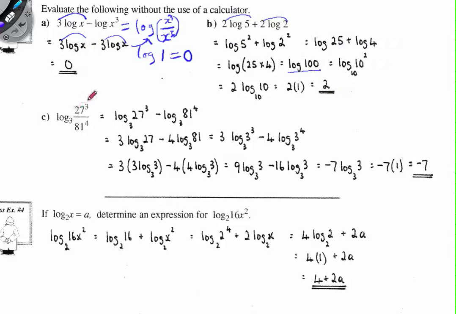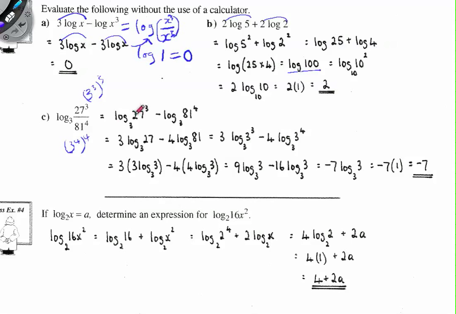And here we have 27 to the 3 over 81 to the 4, and it's base 3. So I'm wondering if we can use the fact that this is 3 to the 3 to the 3. I'm not sure if we want to write it like this right now. 3 to the 3 to the 3, and 81 is actually 3 to the 4 to the 4. I would simplify this right now and find that this is really 3 to the 9 over 3 to the 16, and take it from there.